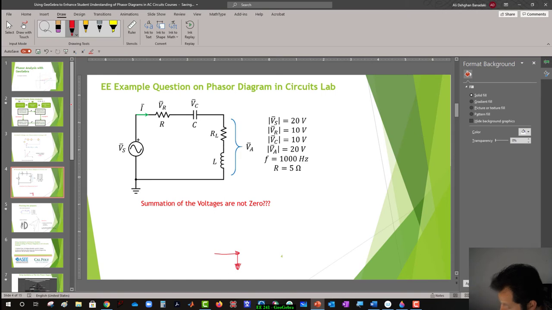I know the magnitude and the angle of these two vectors, which were VR and VC. About these two, I have limited information. I know their magnitude only, not the angle. So what can I do? I can just consider this point as the center of a circle and make a circle around this point.